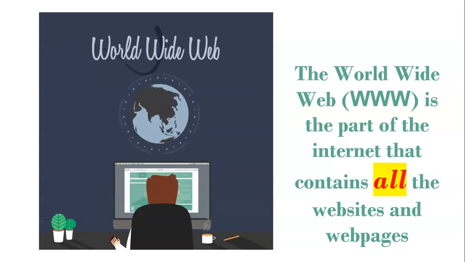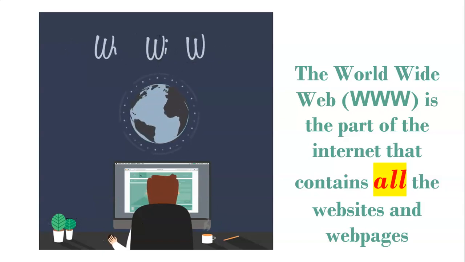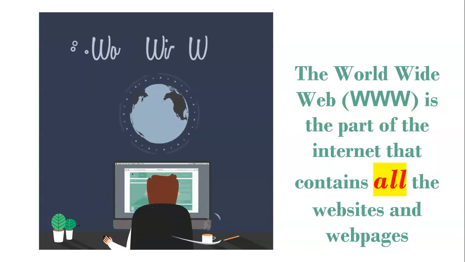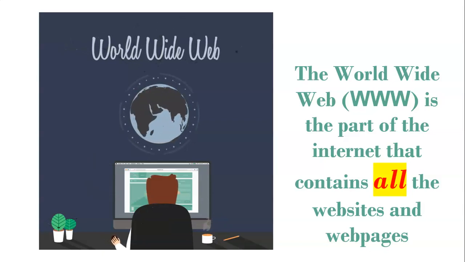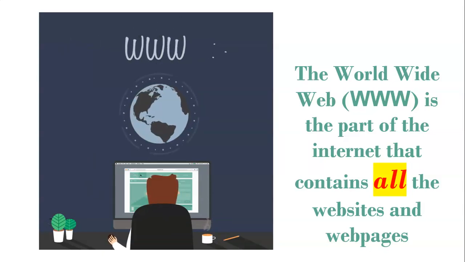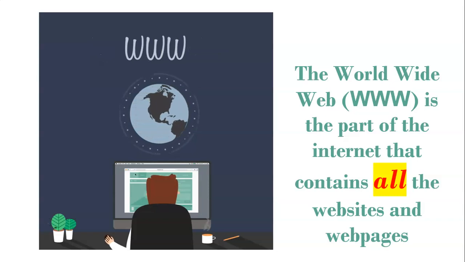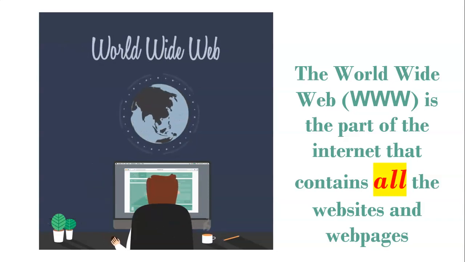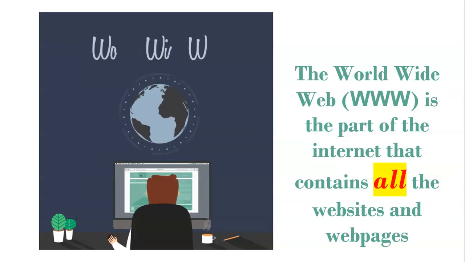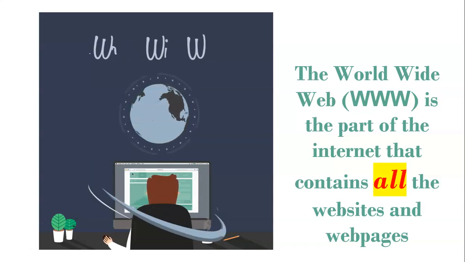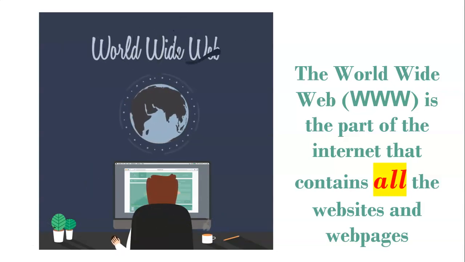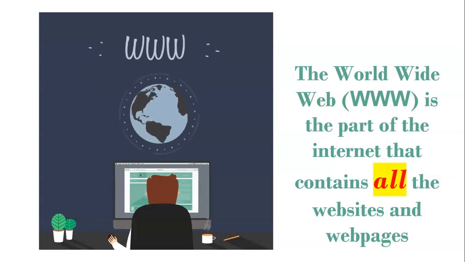www is World Wide Web, full form, children, and it is a part of the internet that contains all the websites and web pages. So these terms we will understand: what is a web browser, what is a World Wide Web, what is a web page. These terms are used every day in our routine life. When we are using mobiles also, we keep using these terms.